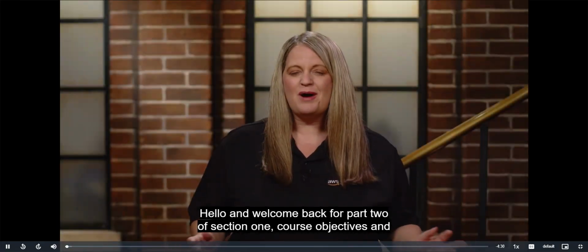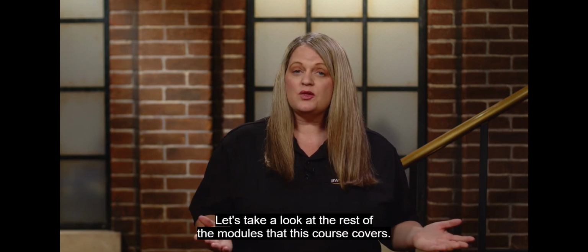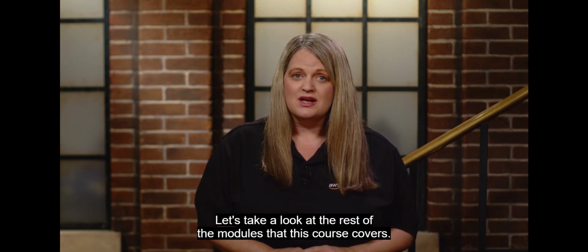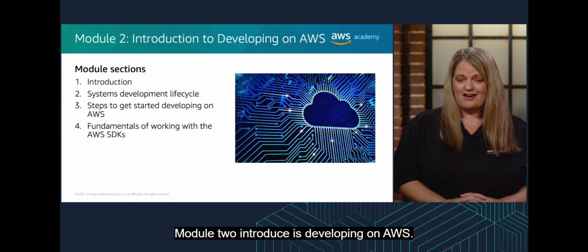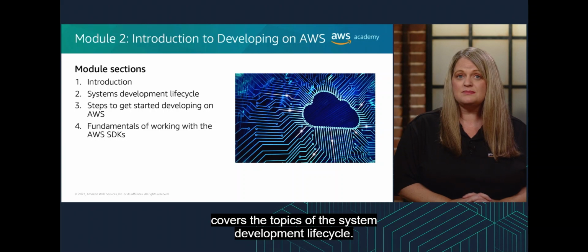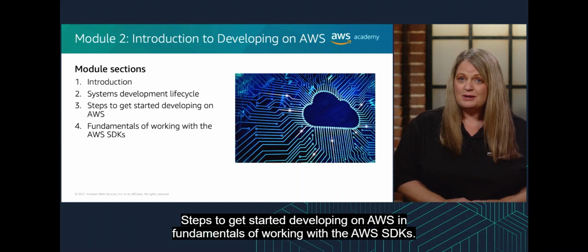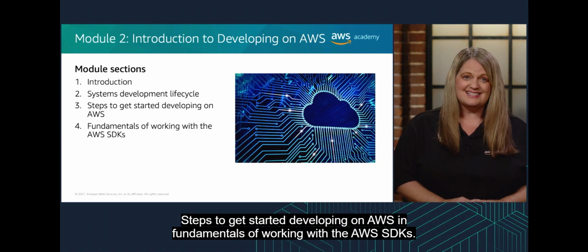Hello, and welcome back for Part 2 of Section 1, Course Objectives and Overview. Let's take a look at the rest of the modules that this course covers. Module 2 introduces developing on AWS and consists of 4 sections and covers the topics of the system development lifecycle, steps to get started developing on AWS, and fundamentals of working with the AWS SDKs.